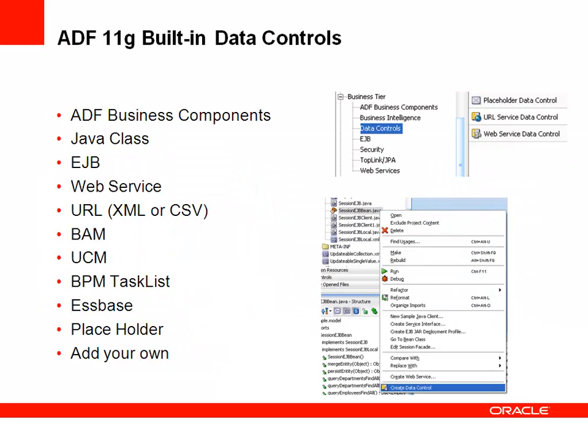Oracle ADF provides built-in data controls for ADF business components, Java classes, EJBs, web services, XML files and CSV files, as well as a URL data control. The BAM data control and the BPM task lists allow you to interact with the Oracle SOA Suite. A UCM data control allows you to interact with a content management system. Essbase allows you to interact with BI information. Placeholder data controls allow you to more easily design a user interface even if you don't have the actual business services already implemented, and you can also build your own data control.